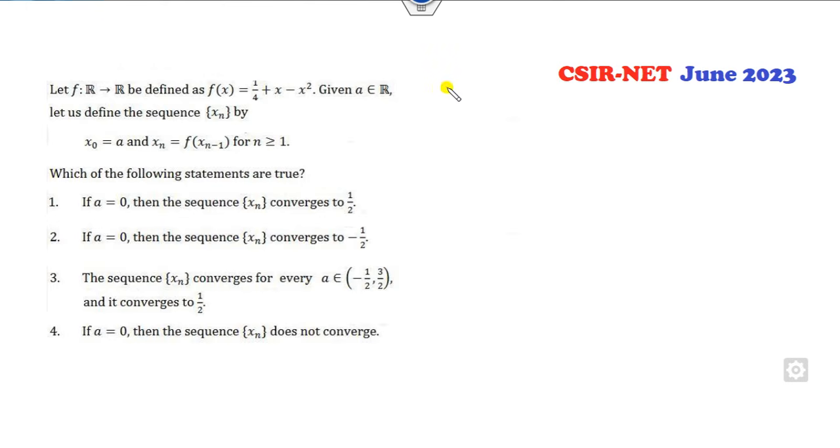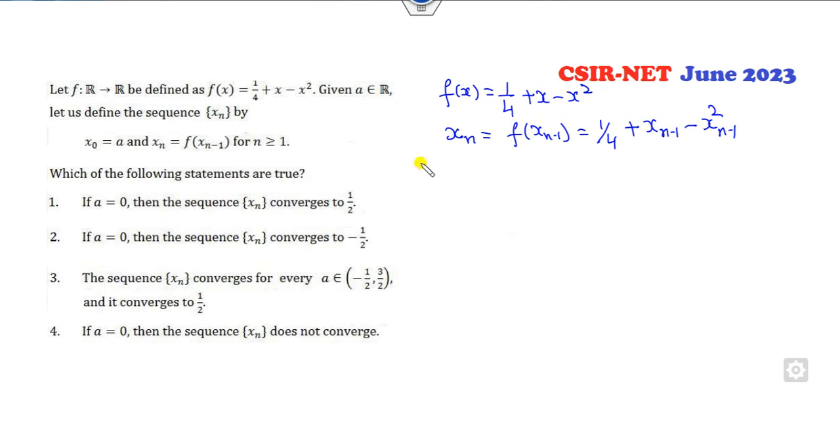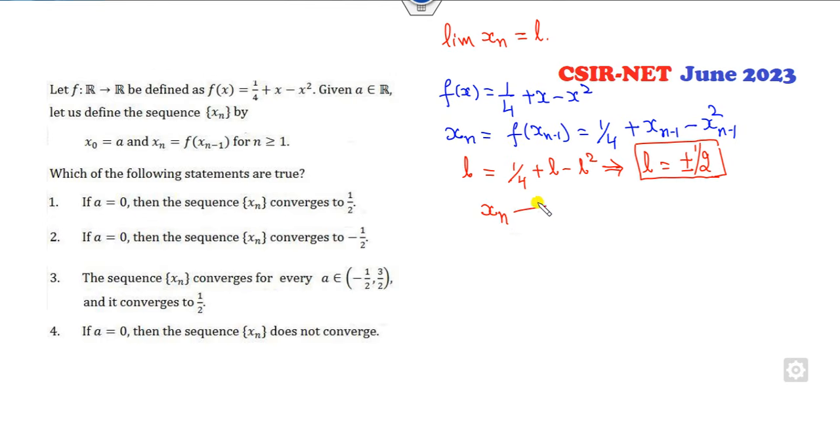Look at June 2023. f of x is 1 over 4 plus x minus x square, and xn is 1 over 4 plus xn minus 1 minus xn minus 1 square. Which of the following is convergent? If I consider the limit as L, then L is 1 over 4 plus L minus L square. It means L is plus minus 1 over 2. So now it has 2 limits. So the sequence will converge either to 1 by 2 or minus 1 by 2.